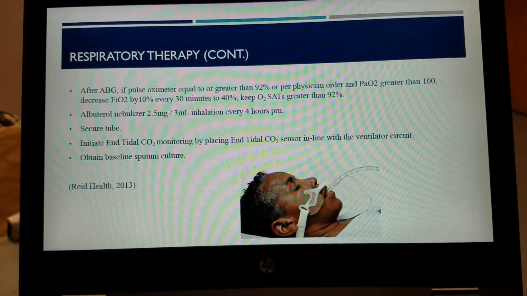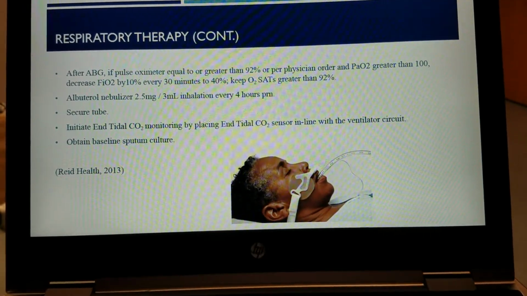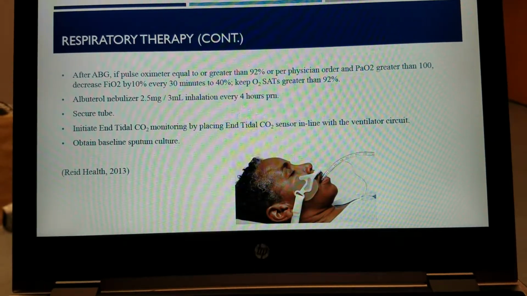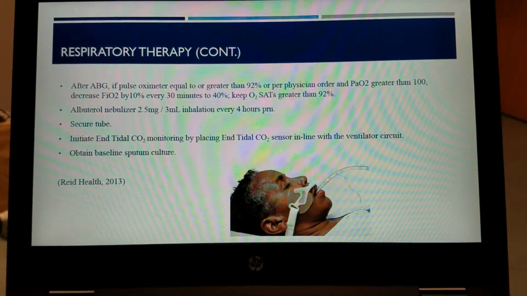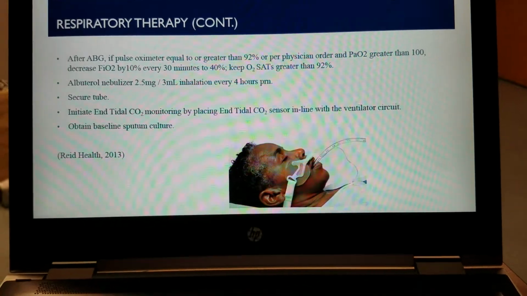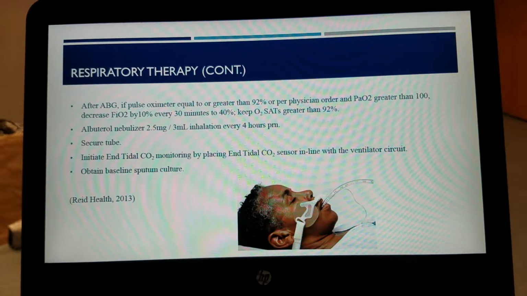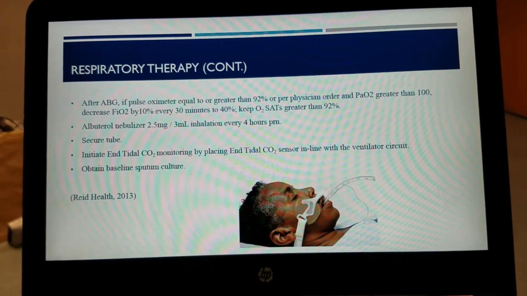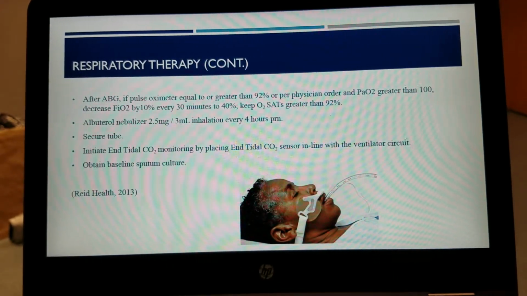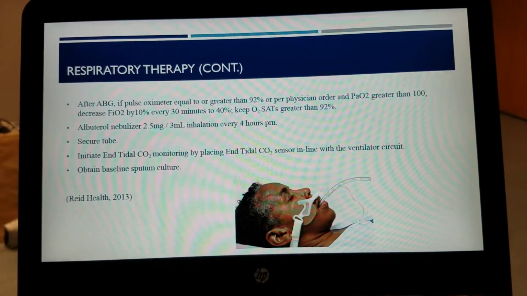Respiratory therapy continued. After ABG, if pulse ox is equal to or greater than 92% or per physician order, and PaO2 greater than 100, decrease FiO2 by 10% every 30 minutes to keep 40%. Keep O2 sat greater than 92%. Albuterol nebulizer 2.5 milligrams per 3 milliliters inhalation every 4 hours PRN. Secure tube and initiate end-tidal CO2 monitoring by placing the end-tidal CO2 sensor in line with the ventilator circuit. Obtain baseline sputum culture.